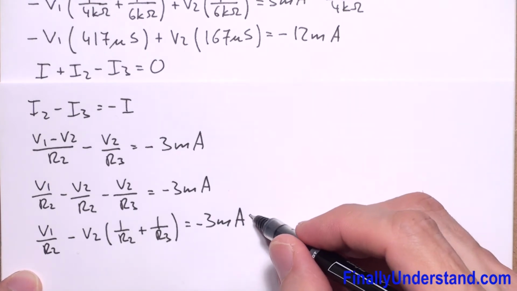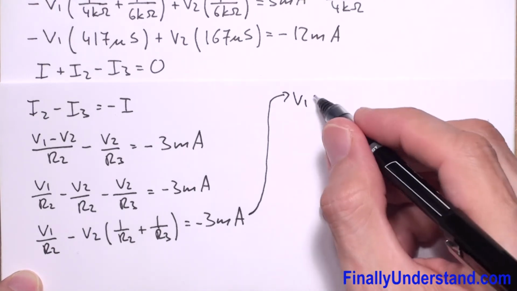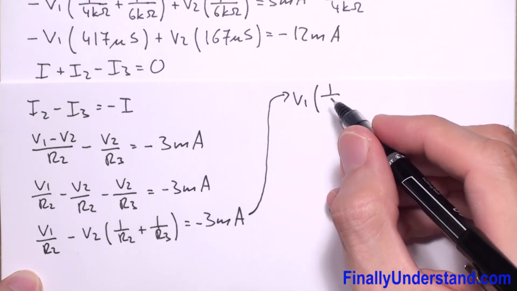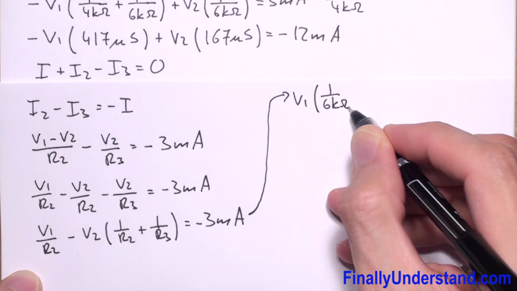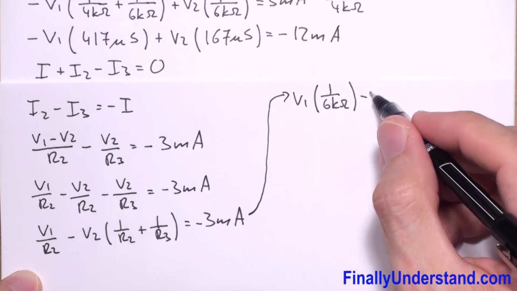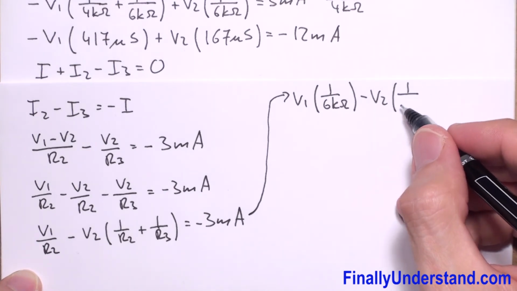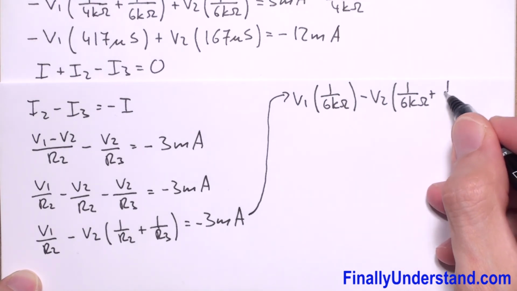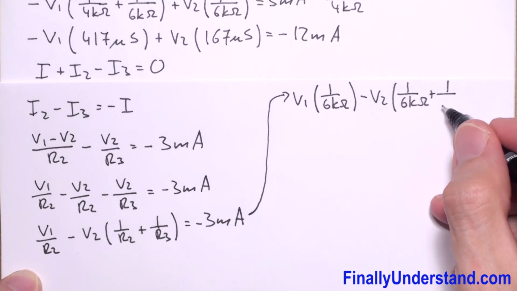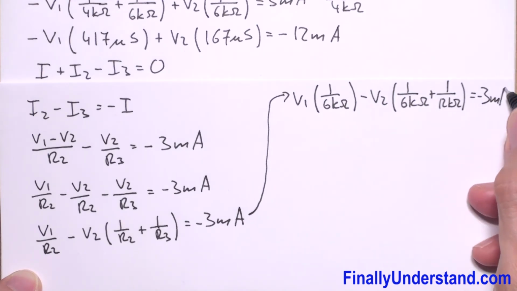So I'm going to plug in the numbers over here. So I have V1 and I have 1 over R2, and R2 is 6 kilohms. Minus V2 and I have 1 over R2, so 1 over 6K, plus 1 over R3, which is equal to 12K. And everything is equal to negative 3 milliamps.